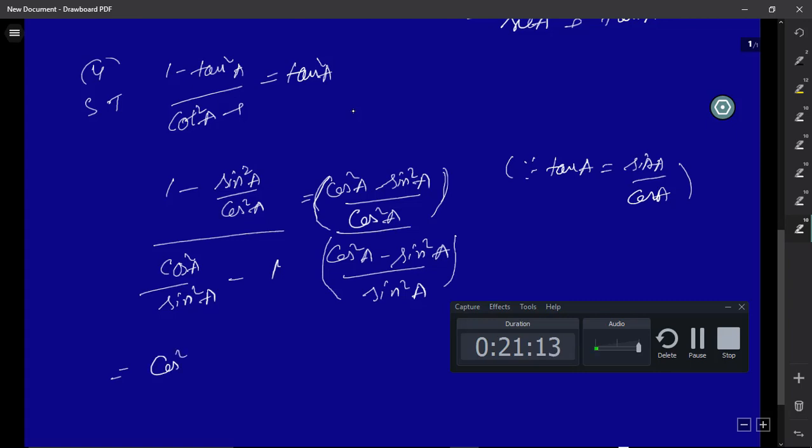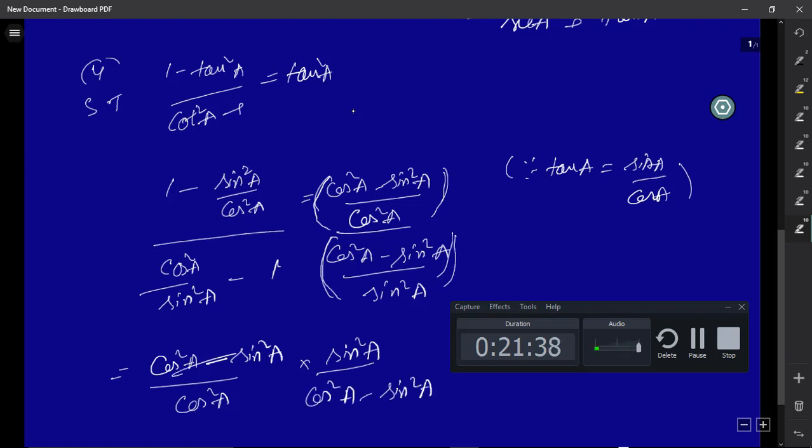So I'm writing the numerator as it is, cos square A minus sine square A by cos square A. If I take the denominator above, it becomes reciprocal, so cos square A minus sine square A by sine square A will become sine square A by cos square A minus sine square A. This and this get cancelled. I end up getting sine square A by cos square A, and I know that sine by cos is tan. So sine square A by cos square A is tan square A, and this is what we wanted to prove.